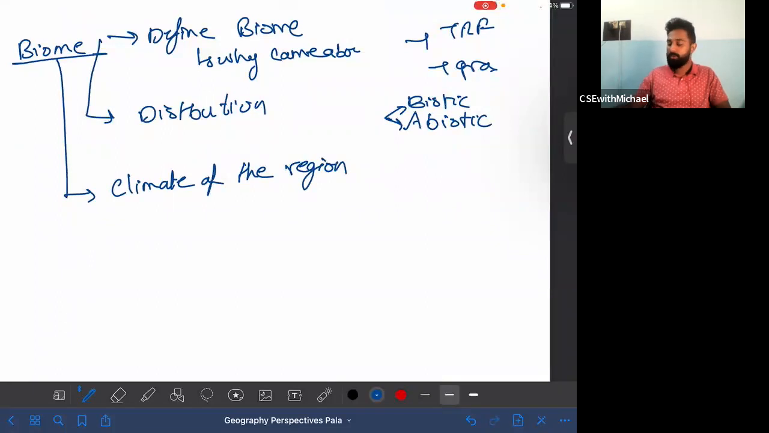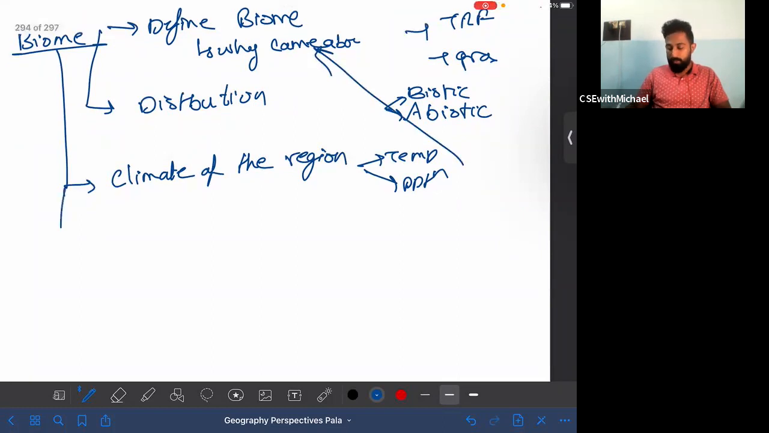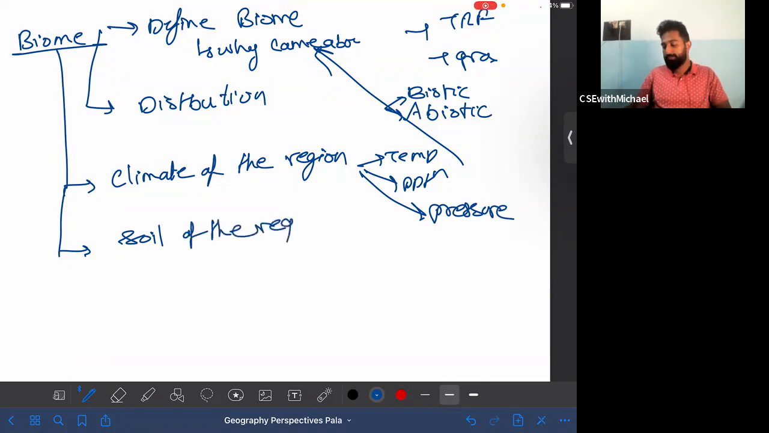So first, you will look into the climate of the region. You'll talk about the temperature and its distribution, precipitation and its distribution in that particular region, and how that is contributing to, again, as we talked about, that particular type of vegetation assemblage. Then you will talk about the soil of the region. You can also talk about the pressure situations of the region, but that is not that significant. But soil of the region is very important. Soil is another factor that influences the type of vegetation that you have.